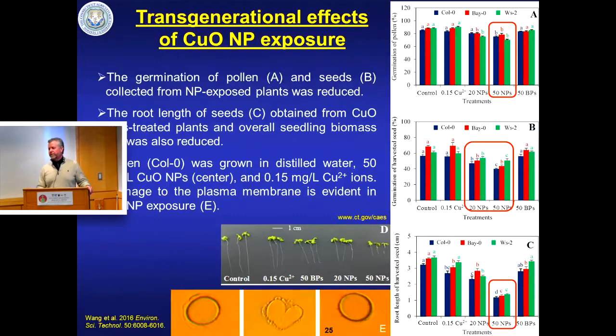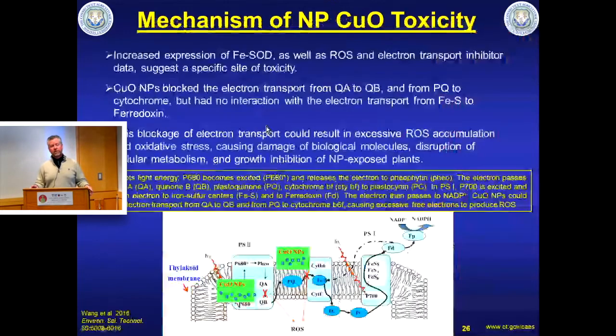So the important point was we did show transgenerational effects. The next generation of the food crop was compromised, or in this case, Arabidopsis. I'm skipping over significant portions of this study just to really focus on this mechanism that we kind of figured out. So we have molecular parts of this, and we showed that expression of a specific superoxide dismutase related to some of the ROS levels we were detecting and transport inhibitors. We took all of that data together and were able to really figure out what the mechanism was.